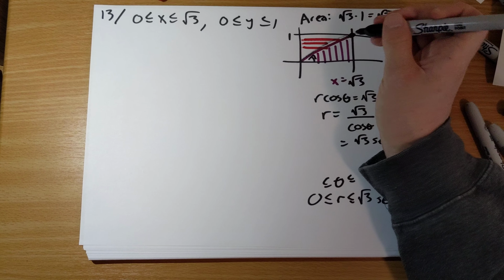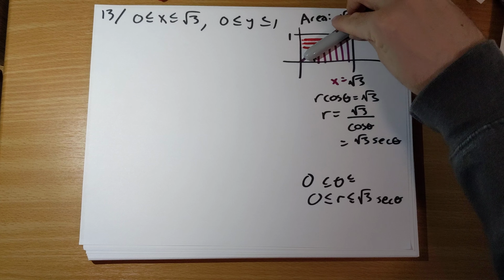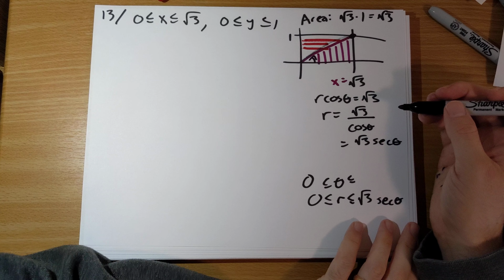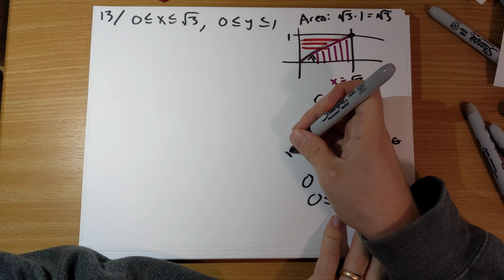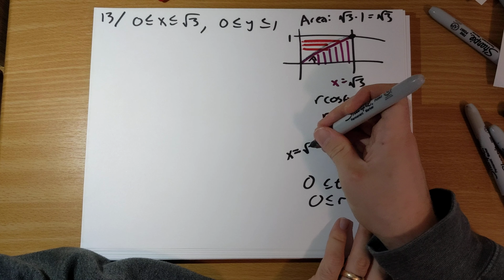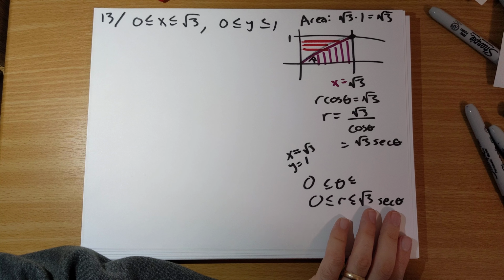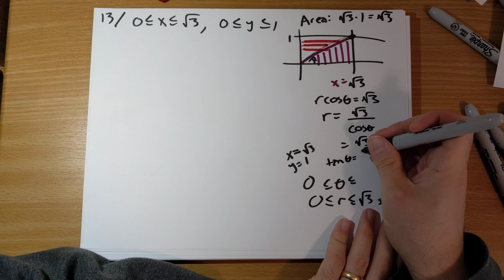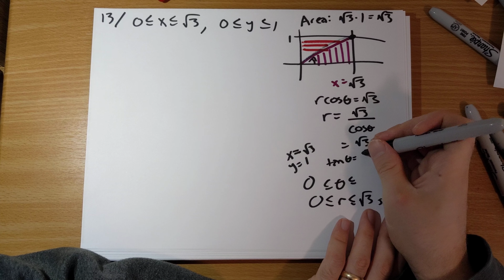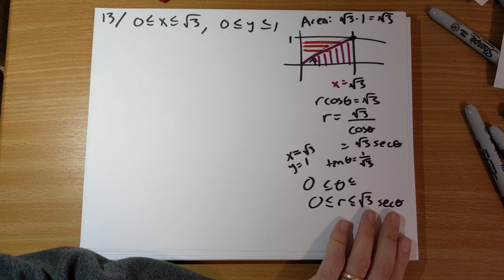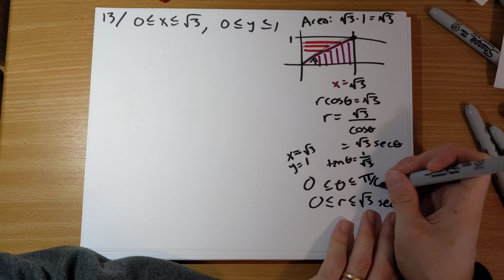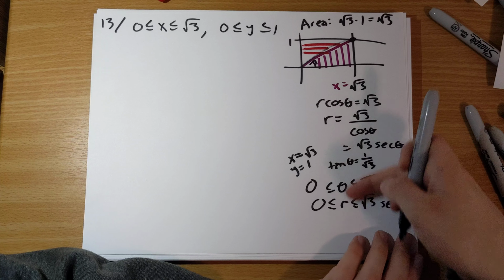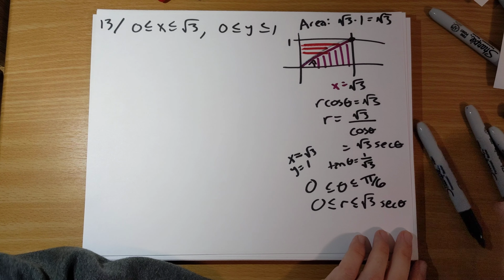We also need to figure out the theta value here. Theta is going to run from 0 to this theta value, which corresponds to when x is square root 3 and y is 1. What is the theta value there? Well, we know that tangent theta is y over x, so tangent theta is 1 over square root 3. This corresponds in the first quadrant to theta equals pi over 6. So that's all we need for one of our integrals. How about the other one?